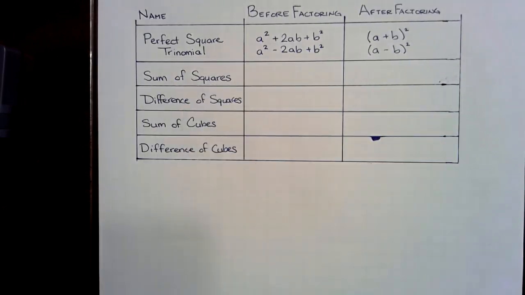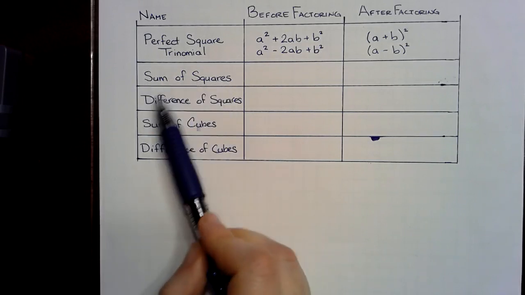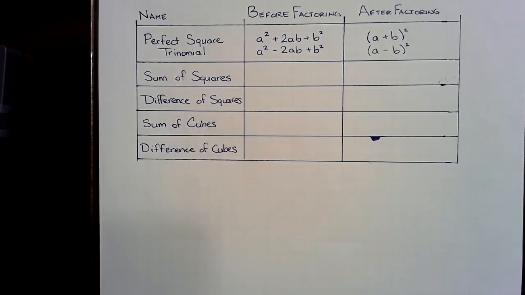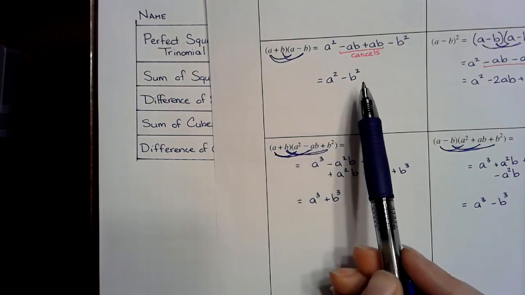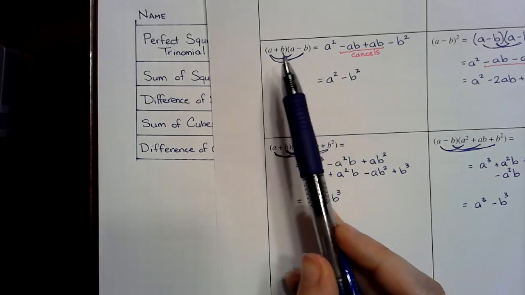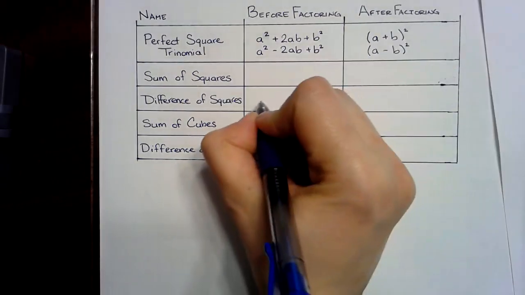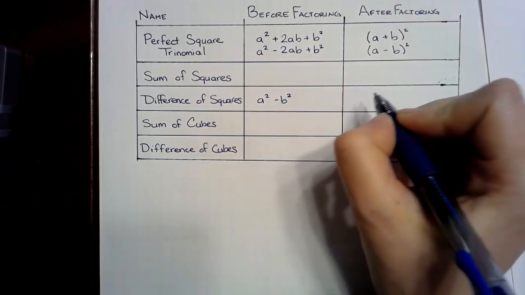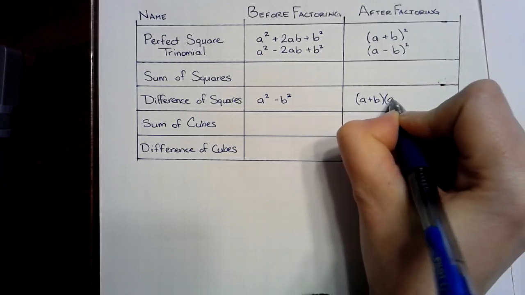Now, let's look at some of these other ones. I'm going to skip sum of squares for a moment and go to difference of squares. Difference means I'm subtracting perfect squares. So if I look back at my work, there is one where I'm subtracting perfect squares. So that's what it looks like beforehand. This is what it's going to look like after I factor. So difference of squares is going to be a squared minus b squared. And when I factor, it will be a plus b, a minus b.